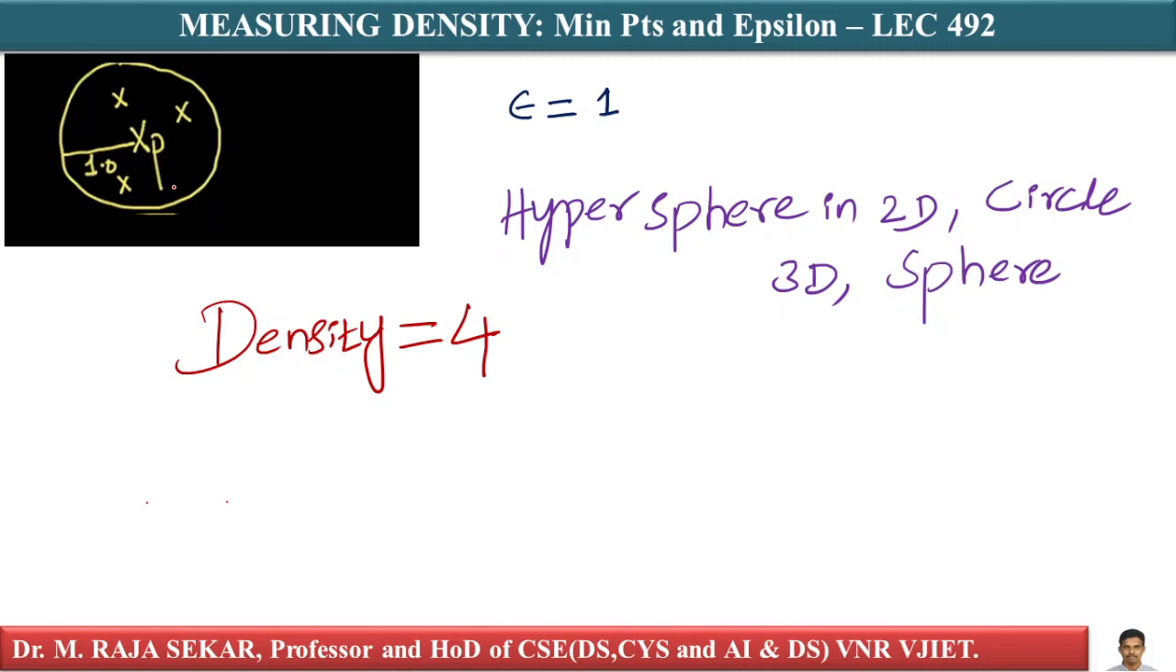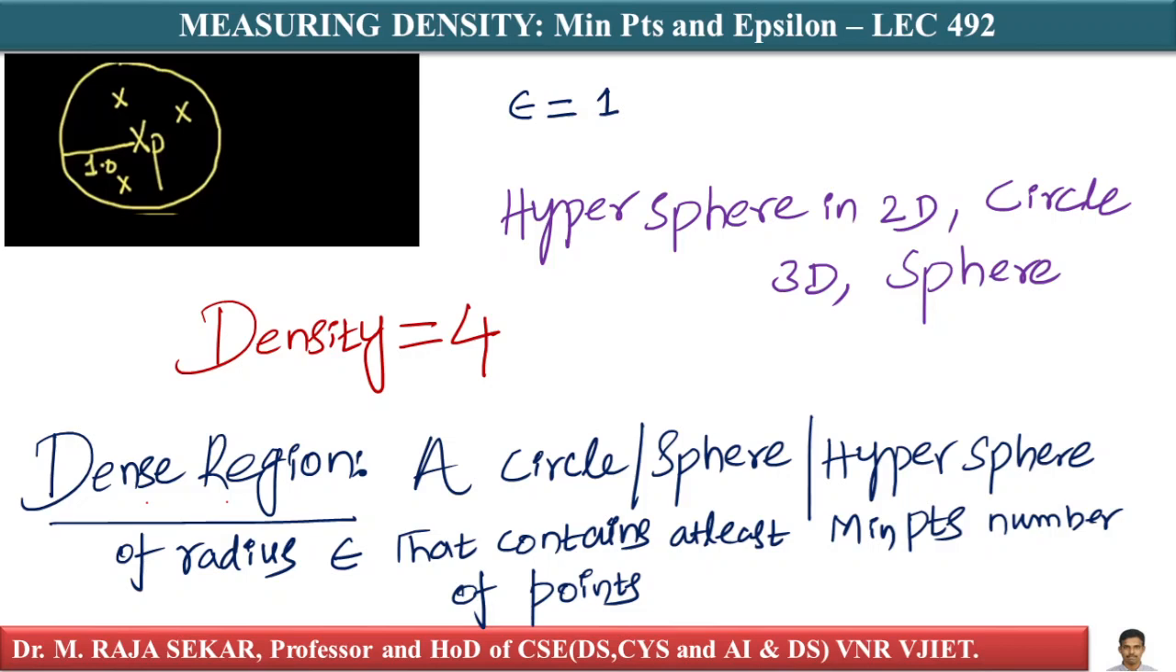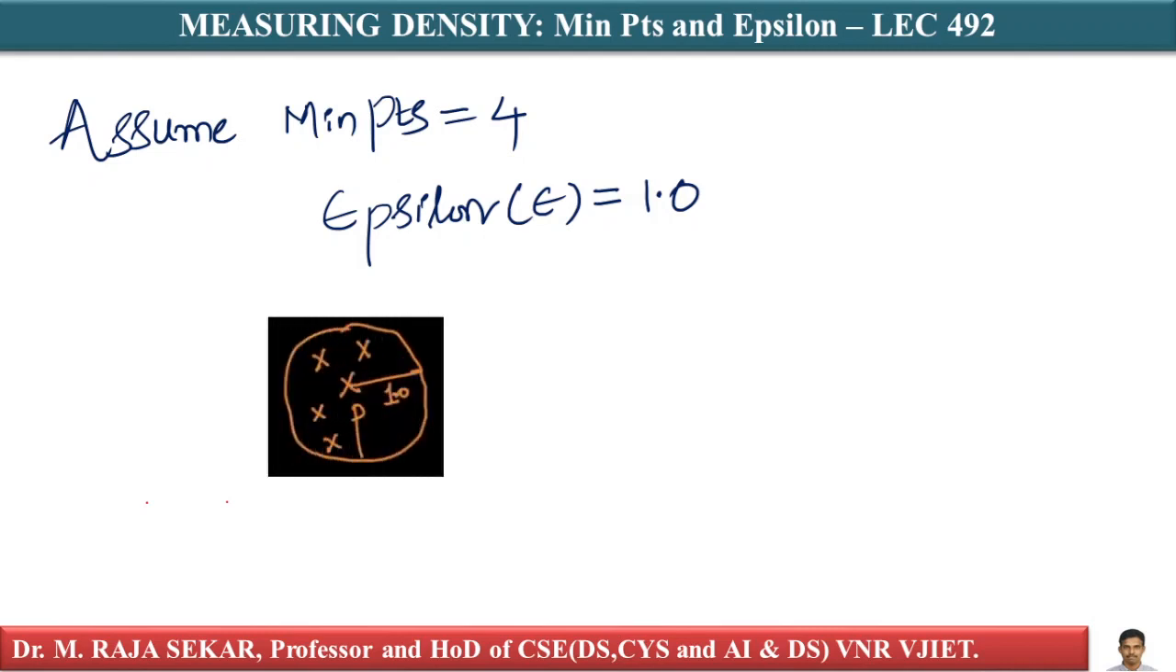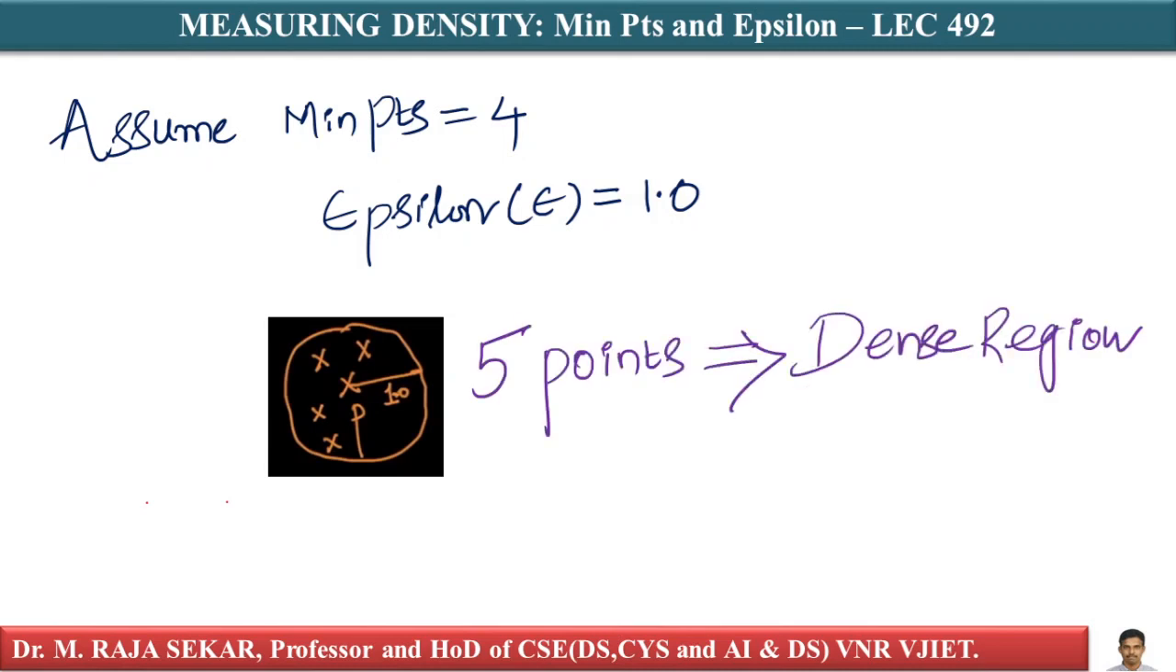The second important concept is what is called a dense region. A circle, sphere or hypersphere of radius epsilon that contains at least the minimum number of points, that is min points. Let's assume min points is 4, and epsilon equals 1.0. These two are hyperparameters. Now, given a point P, you draw a circle of radius 1. We have 1, 2, 3, 4, 5 points. Hence, this region is said to be a dense region.